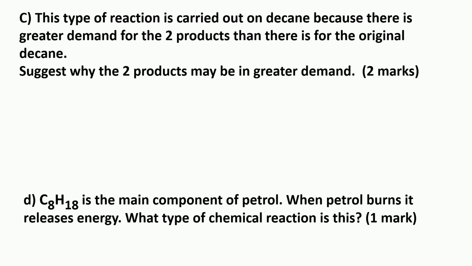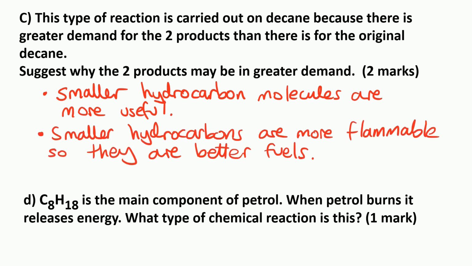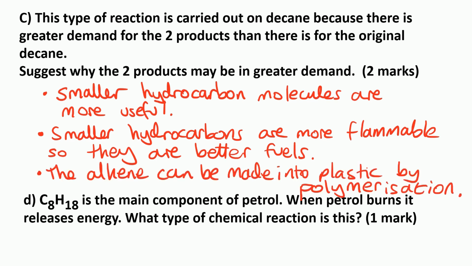So when we get those smaller hydrocarbon molecules, they are more useful. The smaller hydrocarbons are also more flammable, so it makes them better fuels. And the alkene can be made into plastic by polymerization.